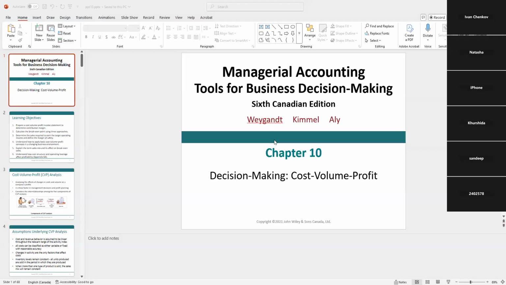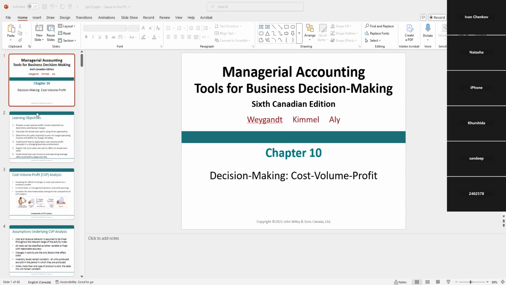With this, we're going to start making decisions. For the decision making, we're going to use the cost volume profit analysis method, which can help you to understand the cost and give you the ability, to some extent, to control the cost.